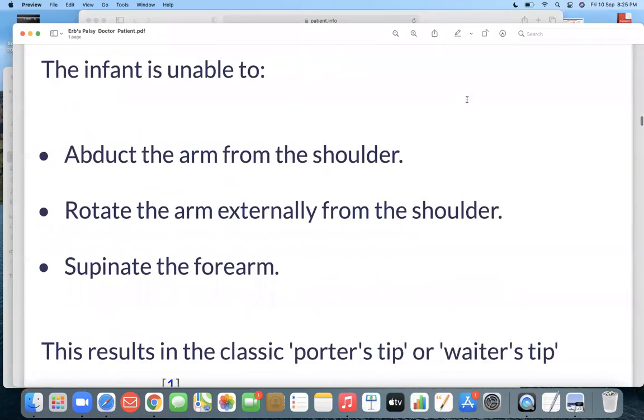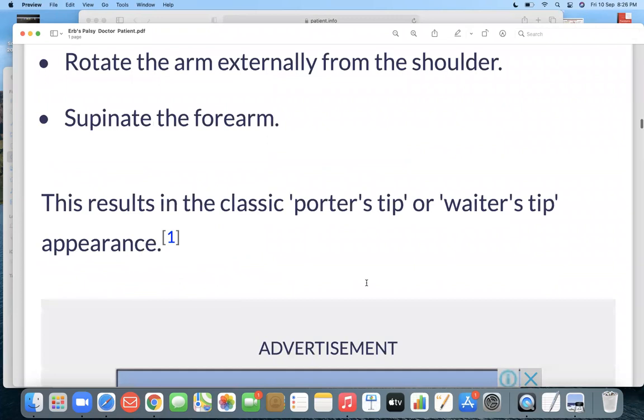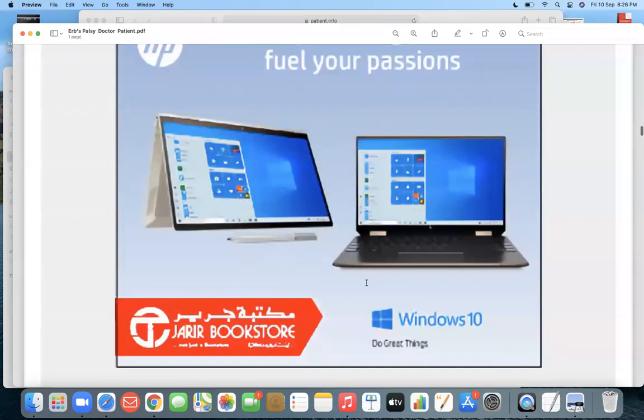So how will the arm be? The infant is unable to abduct the arm from the shoulder and rotate the arm externally from the shoulder. So there will be adduction and internal rotation, and he cannot supinate, so there will be pronation. So adduction, internal rotation at the shoulder, and pronation of the forearm. So it is called waiter's tip, which we all know.